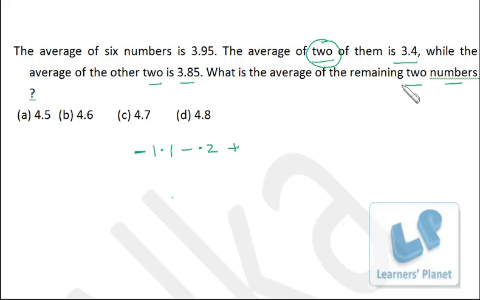Plus I assume the deviation of the remaining 2 numbers is x, so total deviation 2x, and that is equal to 0. So 2x is equal to minus 1.3, so x is equal to 0.65, and since the deviation is positive, we'll be adding this over here. So 3.95 plus 0.65, right? So that is 4.6. Okay, pretty simple.